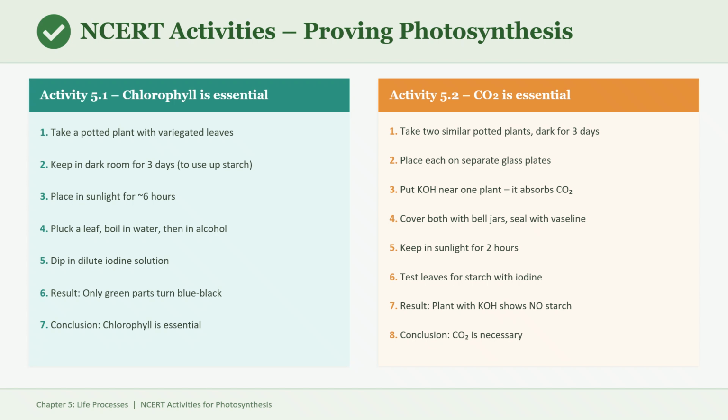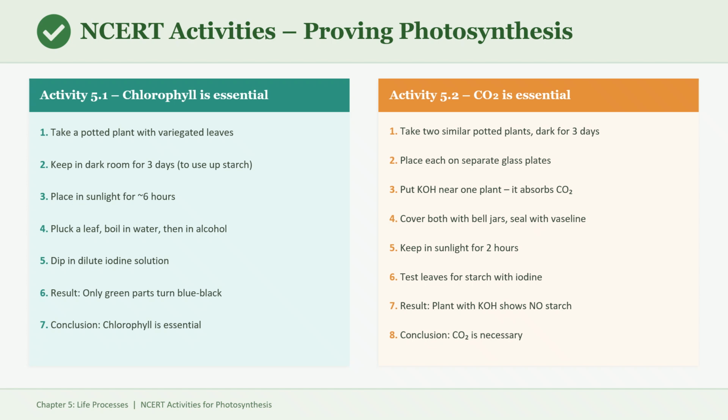So what happens there? We are able to see only the green parts turn blue-black, indicating the starch, and the non-green parts remain unchanged. Hence, it is proved that chlorophyll is essential for photosynthesis. Wherever chlorophyll is present, that part is green in color, right, children? So that part alone is changed by this iodine solution to blue-black color. Yeah. So next, we are going to see that carbon dioxide is essential for photosynthesis.